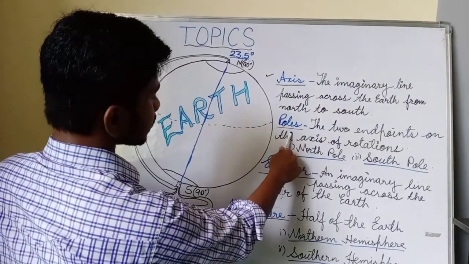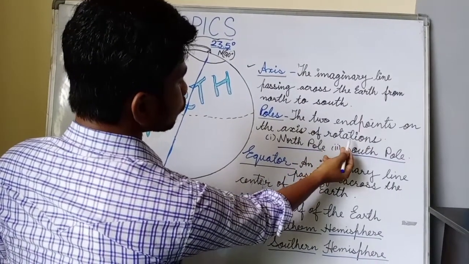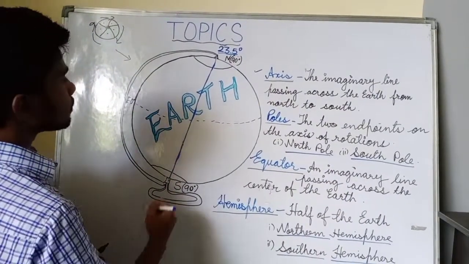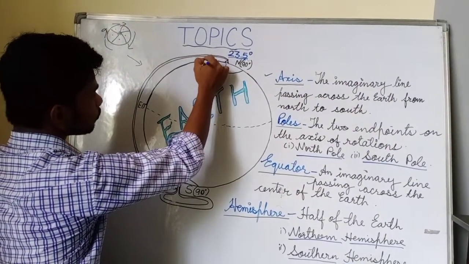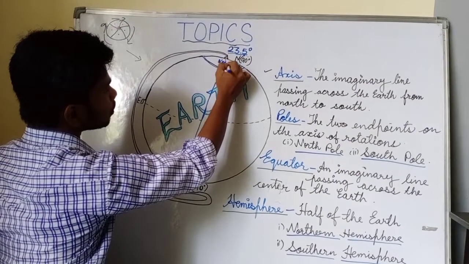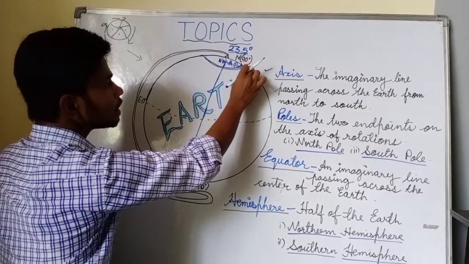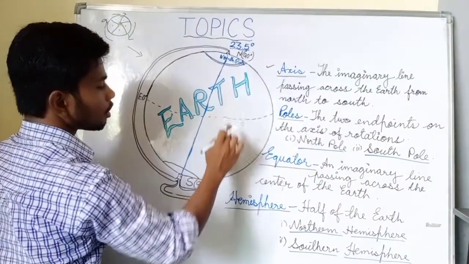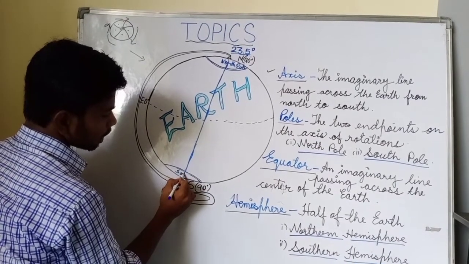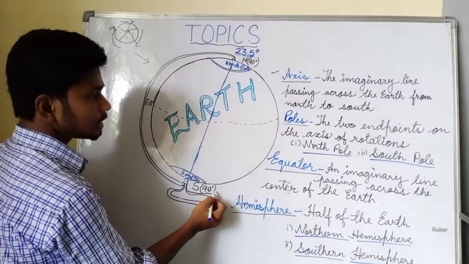Now you see the second point, the pole. The two ending points on the axis of rotation are the North Pole and the South Pole. From here to here, it is the North Pole, and it is at 90 degrees. Now we will see the South Pole, it is at the bottom. This part is the South Pole. This is also 90 degrees.